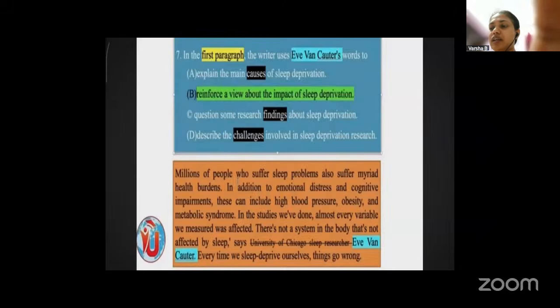So we get a clear idea of what Van Cauter says, or what the words to the synonymous words say. So I hope I cleared these questions. If you have any queries, you can ask.